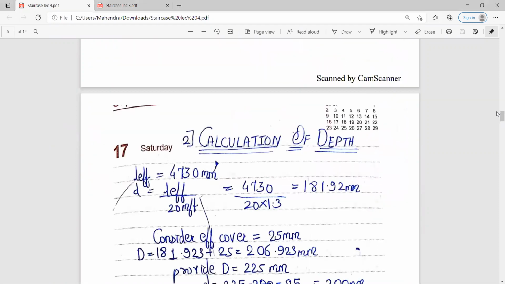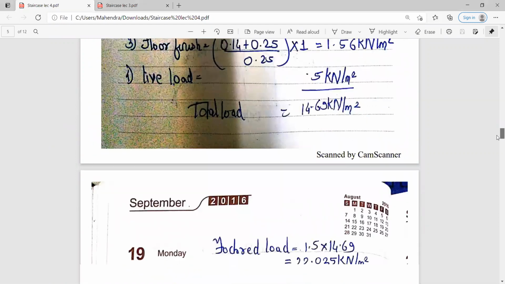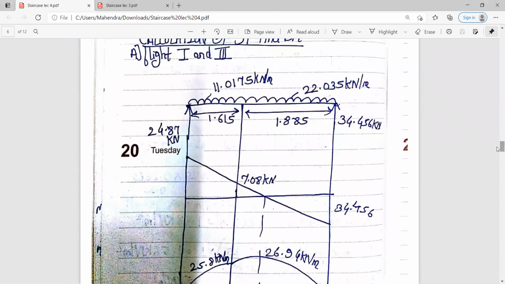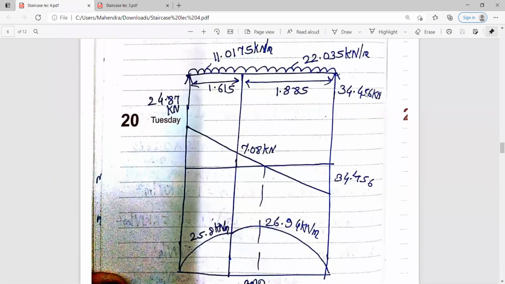Then shear force and bending moment. For the mid landing we got the value 11.075 kilonewton per meter. And for this one, we have got the value 22.035. So this is nothing but the factor load for mid landing, and this is the factor load for the flight.